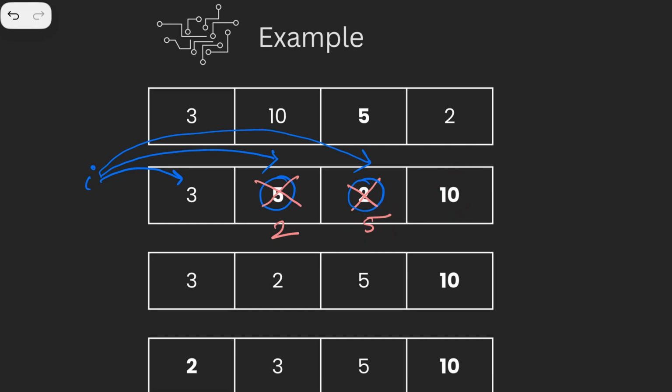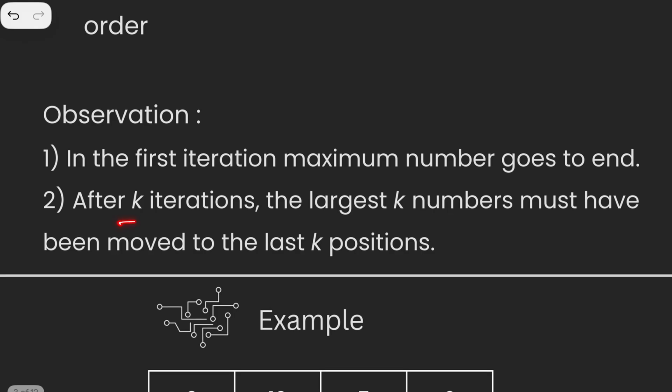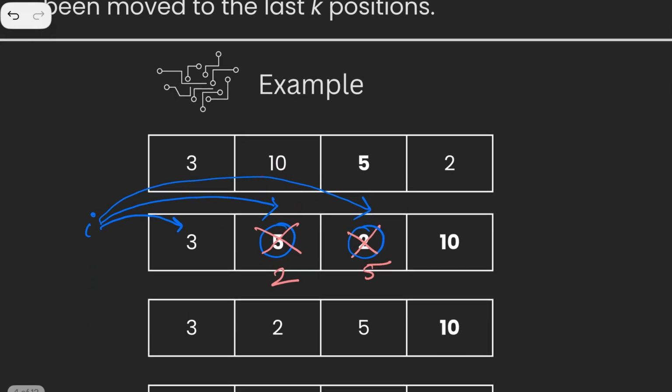Yes, they are. So after the second iteration, you have 3, 2, 5 and 10. You can clearly see, after the first iteration, the largest number went to the end of the array. After the second iteration, the second largest number went to the second last position. And that was our observation, right? After k iterations, the largest k numbers will be at the last k positions. I hope this is clear.